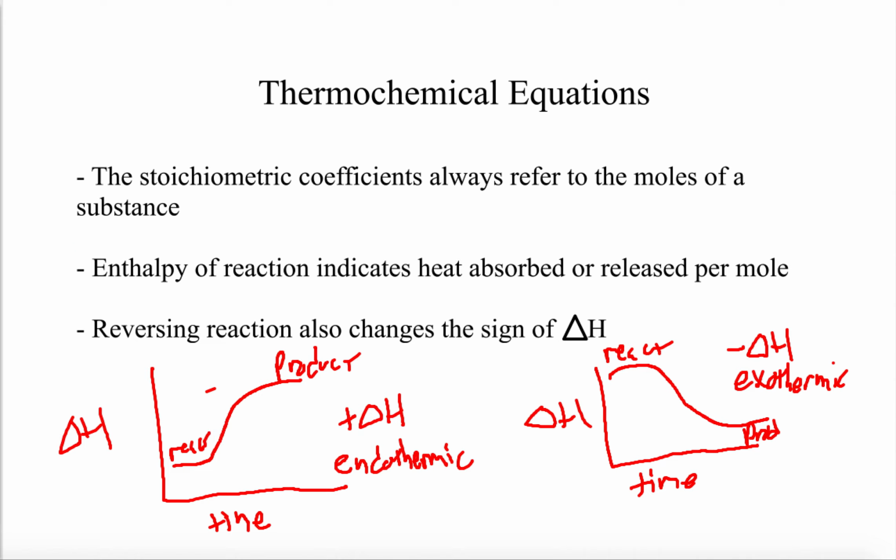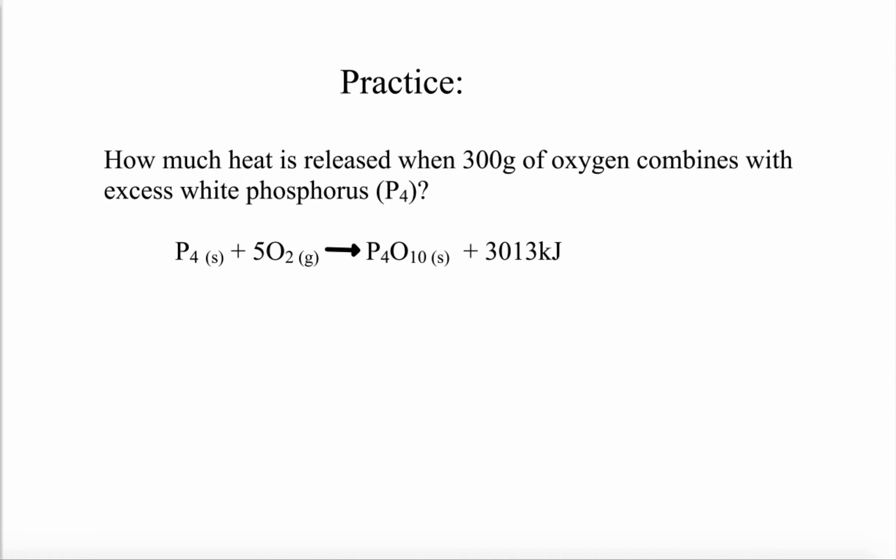So let's do an example where we're calculating the delta H in a thermochemical equation. We want to know how much heat is released when 300 grams of oxygen combines with excess white phosphorus, P4. We're given this reaction here, and we know that 3,013 kilojoules is being produced or released in this reaction. So this is going to be our delta H. You can also write it as, because it's a product, negative 3,013 kilojoules, and this is going to be per mole.